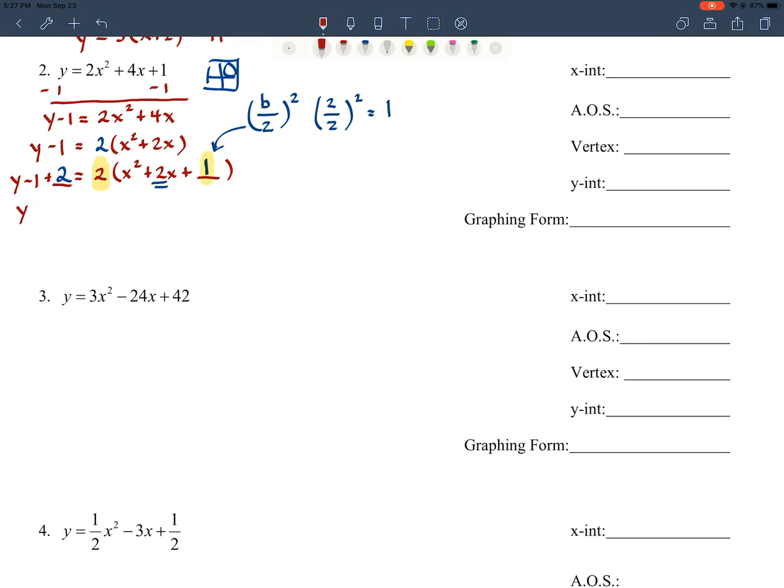Now we'll just rewrite. We'll say y plus 1 is equal to 2. And then our trinomial here should factor into x plus 1 times x plus 1, or x plus 1 squared. And last step, get the k over on the other side here. So y is equal to 2 times the quantity of x plus 1 squared minus 1, our graphing form.